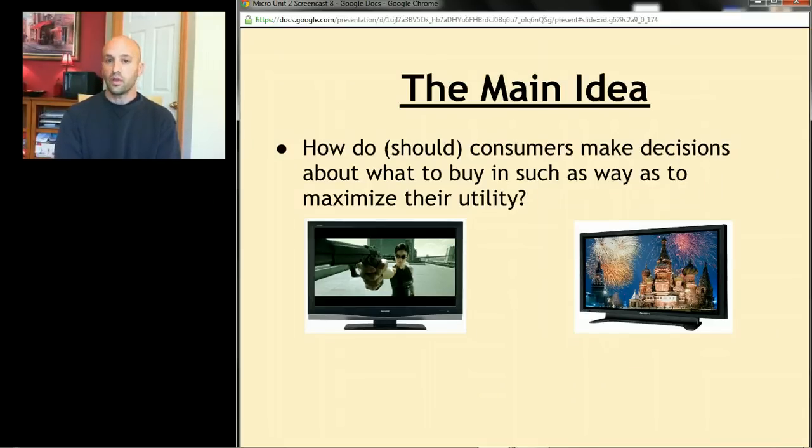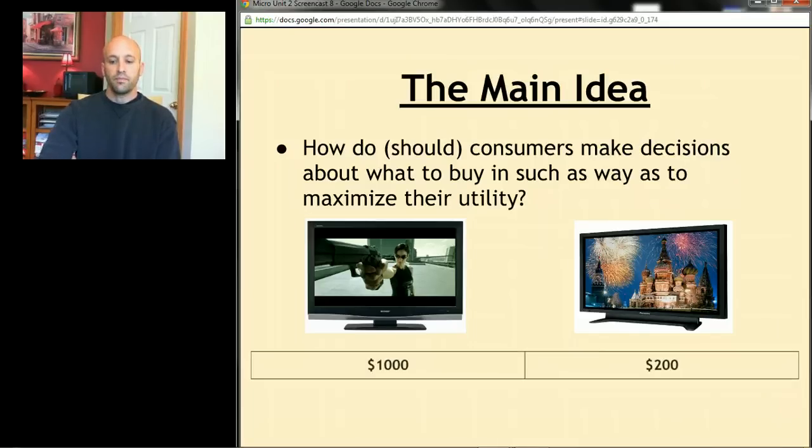Well, there's a couple things you probably want to know about these televisions. So let me give you a little information. First off, the price of the television. The one on the left costs $1,000, the one on the right costs $200. Now, of course, you can't really decide which one to buy simply based off the price, because there's other things you want to know too. How big are they? How bright are they? What's the warranty like? What kind of features do they come with, etc.